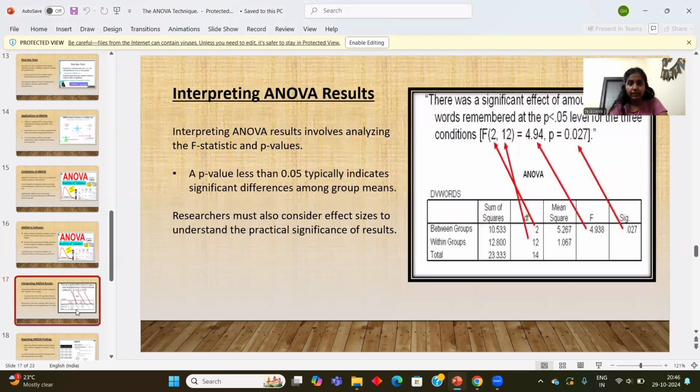Interpreting ANOVA results. Interpreting ANOVA results involves analyzing the F statistic and p-values. A p-value less than 0.05 typically indicates significant differences among group means. Researchers must also consider effect sizes to understand the practical significance of results.